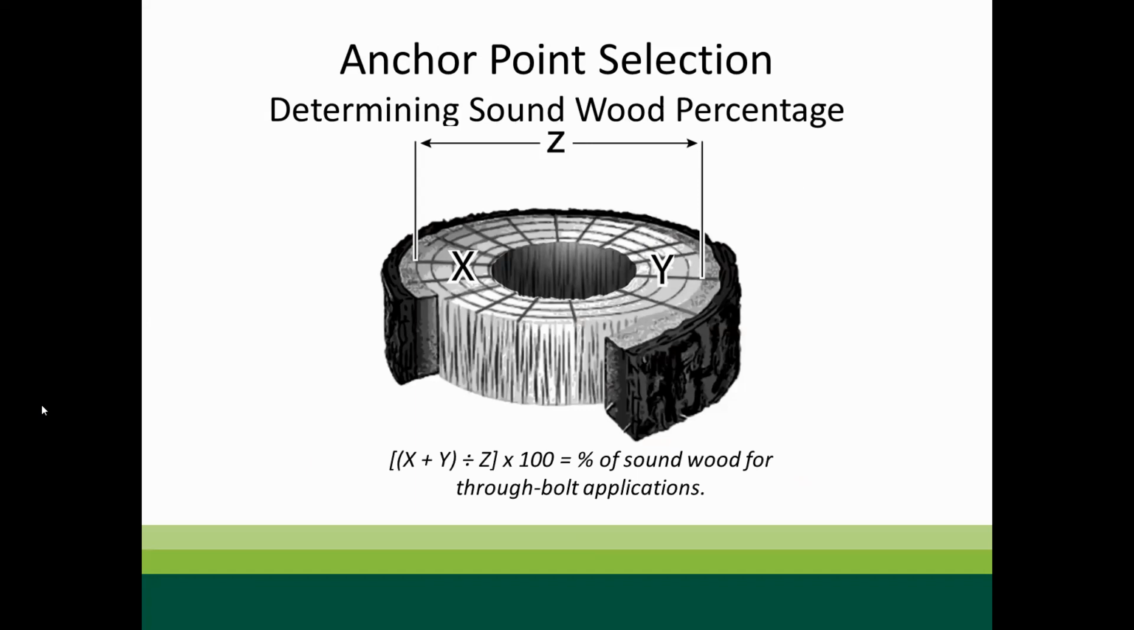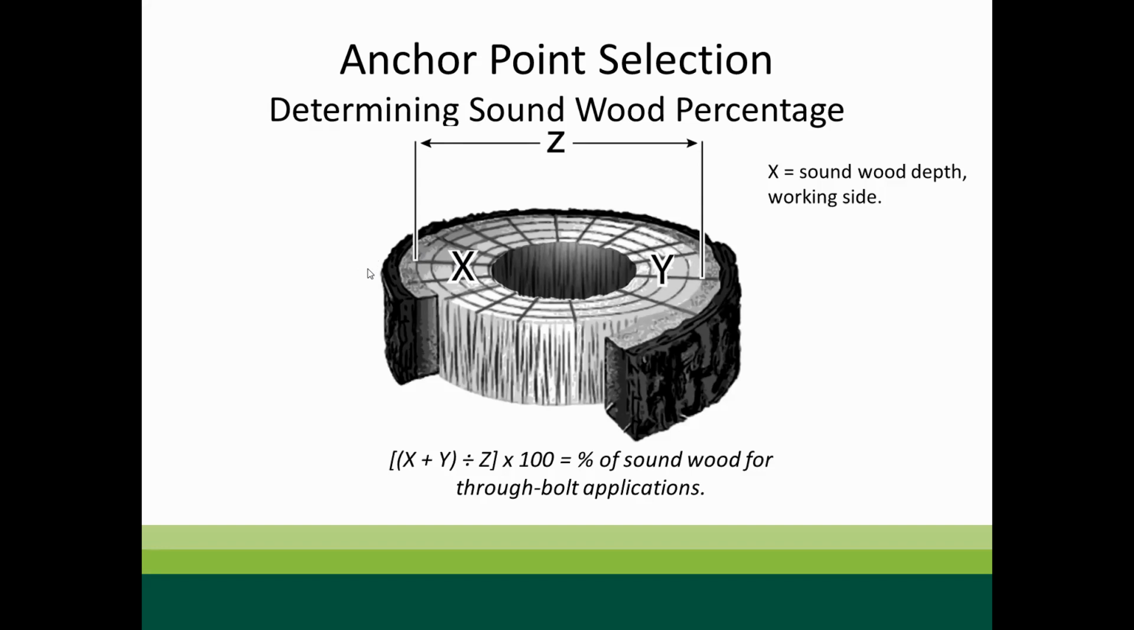For through bolts, like when we are installing bracing rods, which we'll get to later, we need to use this equation: we add X and Y together, then divide by Z, and then multiply by 100 to get the percentage. X is the wood depth on the working side. The working side would be the side that your bolt is holding into, so this would be your anchoring point. The rod would be going through, and then your nut and washer would be on this side.